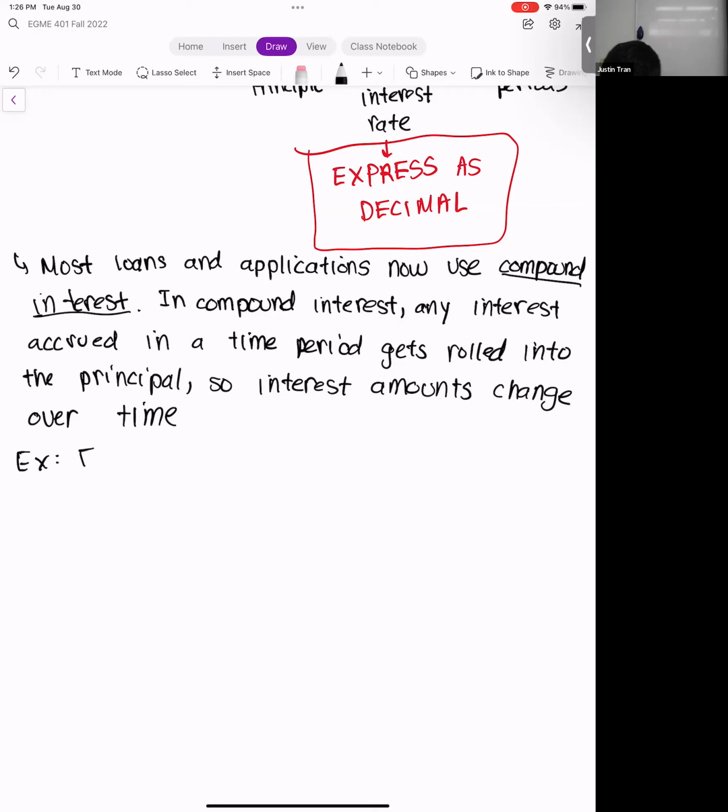Okay. And so just as a reminder, you are loaning your friend $5,000, from which he's going to pay you back at 8% interest per year, but instead of simple interest, it's now going to be compound interest.